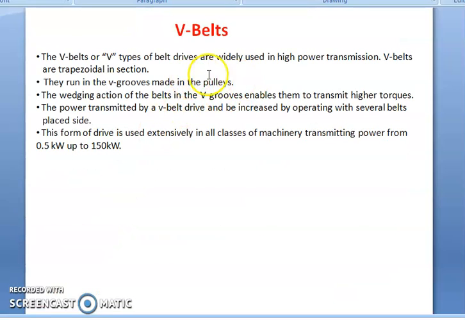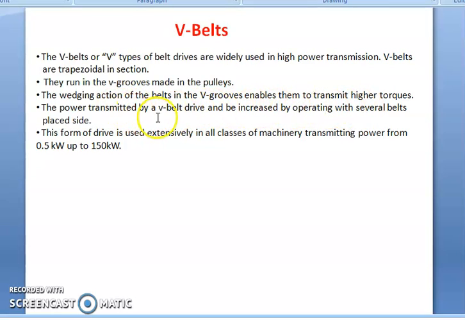For V belts, V belts are widely used for higher power transmission since there is no slip or a negligible amount of slip. V belts are available in trapezoidal cross sections. They run in the V groove made in the pulleys. The wedge action of the belt in the V grooves enables them to transmit higher torque.